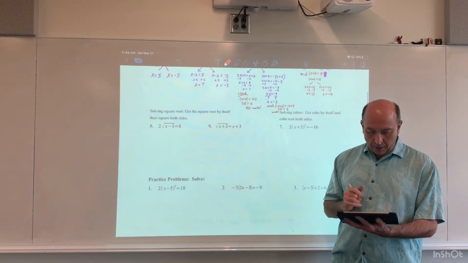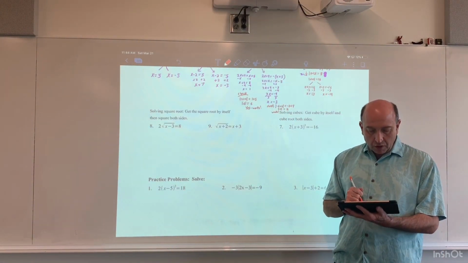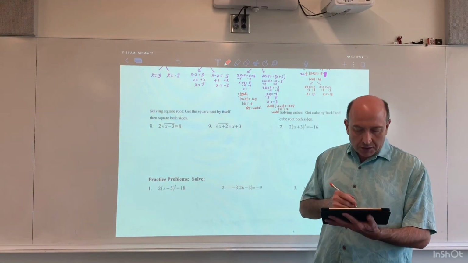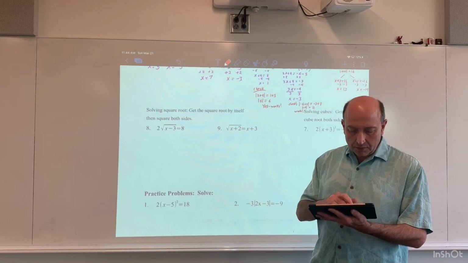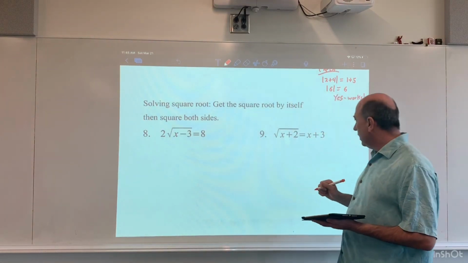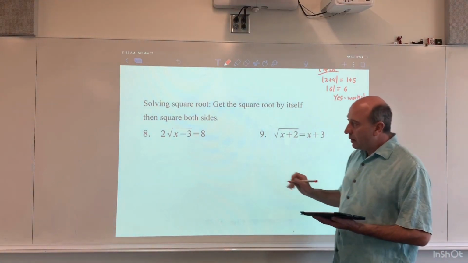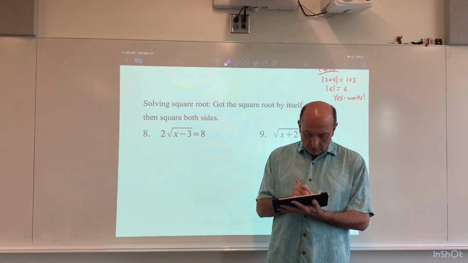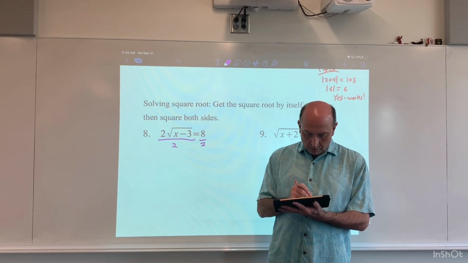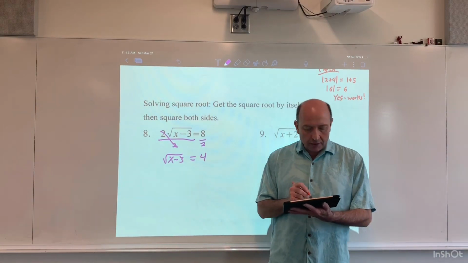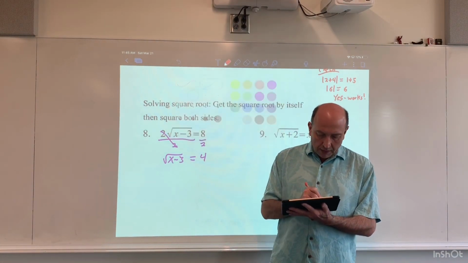Okay, the last 3. Okay, solving square root problems. We want the square root by itself, and then we'll square both sides. So we could square both sides now, but then the 2 makes things a little more complicated. So what we're going to want to do is divide both sides by 2. So we get the square root of x minus 3 equals 4. Now the square root's by itself, so now we'll square both sides.